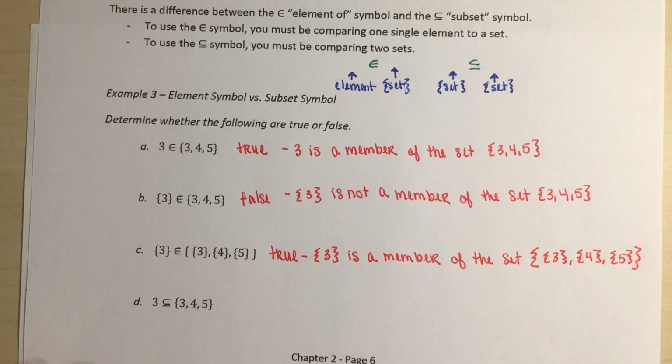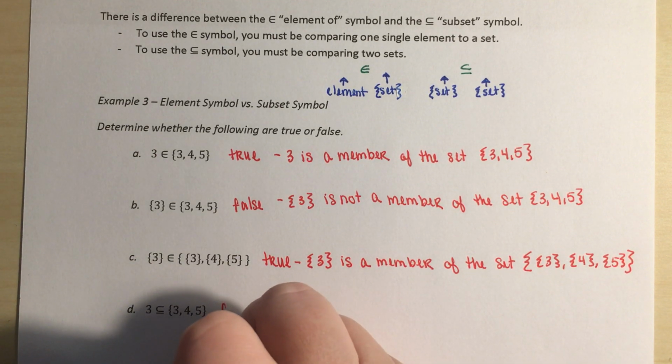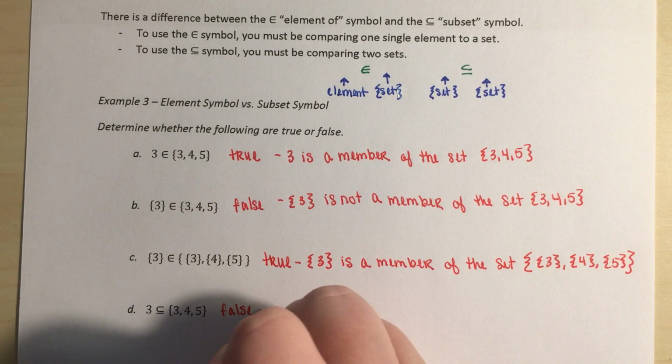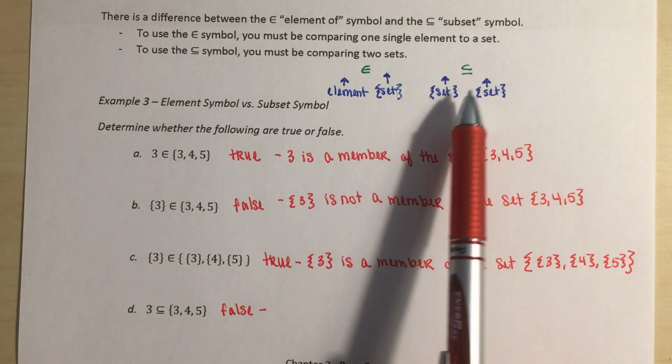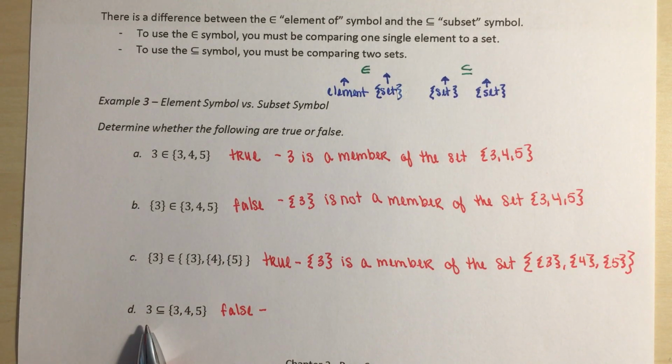Right, a few more. We got one more down here, and then we're going to continue on to the top of the next page. 3 is a subset of the set of 3, 4, and 5. This is going to be false, because when we're using our subset notation, remember we need a set on both sides. This guy is not a set.